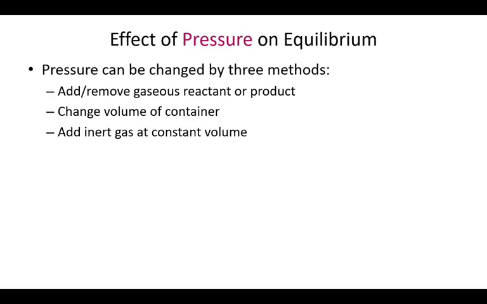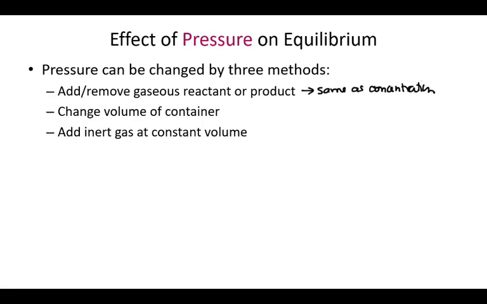So next let's talk about the effect of pressure. There are 3 different ways we can change the pressure. We can add or remove the gaseous reactant or product, and so if we do that, that works basically the same as concentration. The next way we can change the pressure is by changing the volume of the container, either increasing it or decreasing it. And that's going to change the pressure because it's going to change the moles per volume. Okay, we'll talk more about that one in a second.